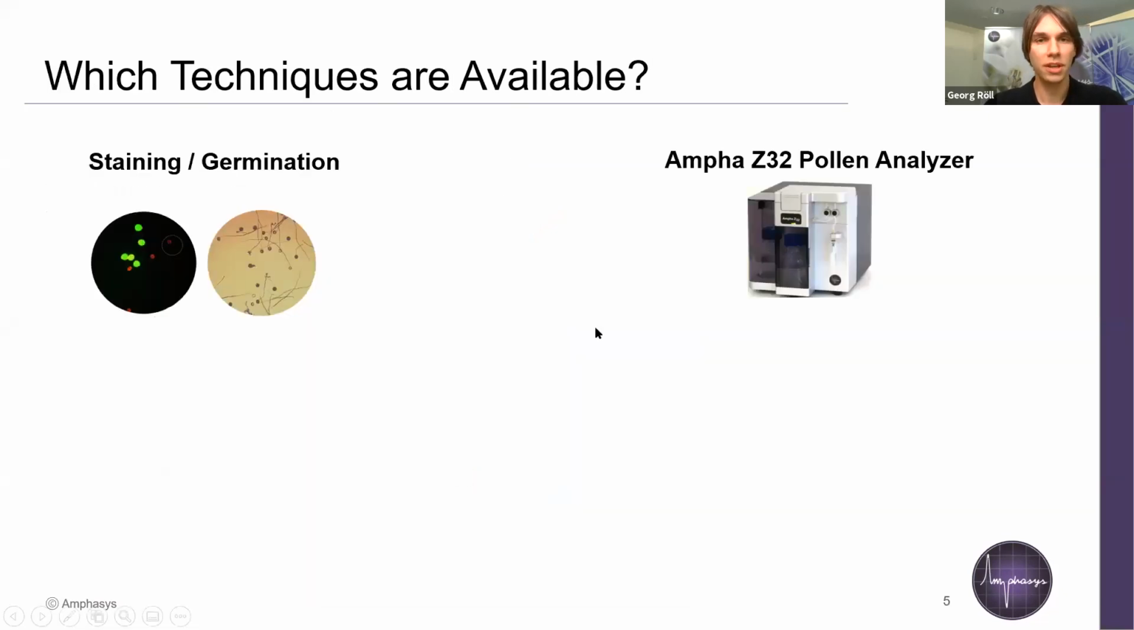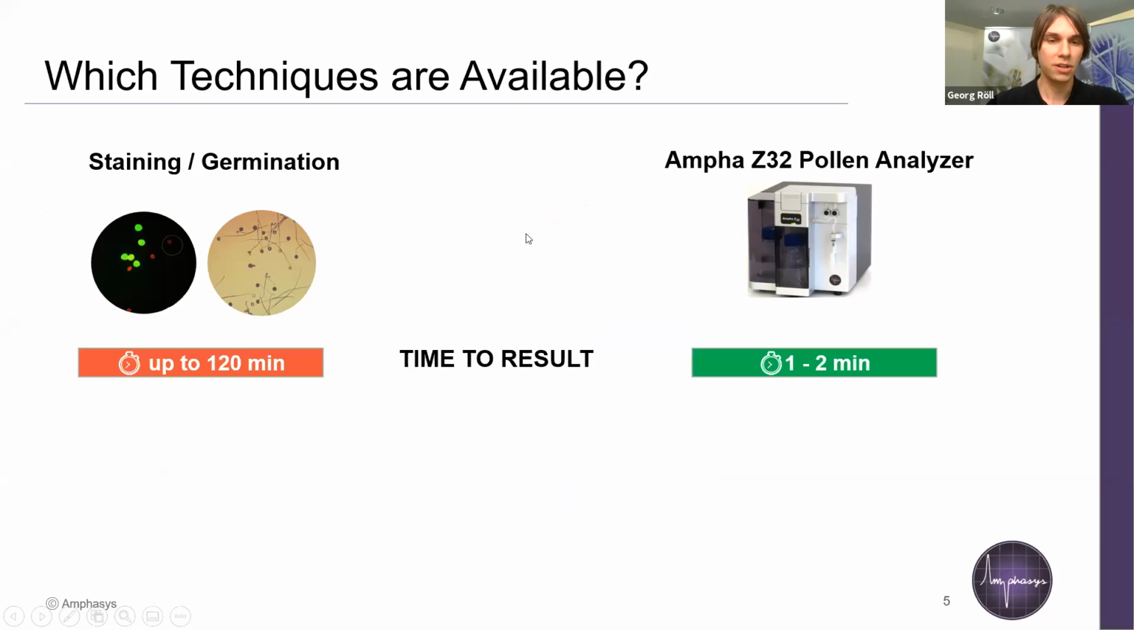So going further to the techniques, which techniques are available? I think we can cluster them mainly into staining, germination, these are techniques performed under the microscope, and our Amphasys 32 pollen analyzer. By comparing these two techniques, we have to consider, of course, the time, how long it takes to get the result. With germination assays, for example, it takes up to 120 minutes until you can count and get the results. With our technology, it's possible to generate the data within 1 to 2 minutes.